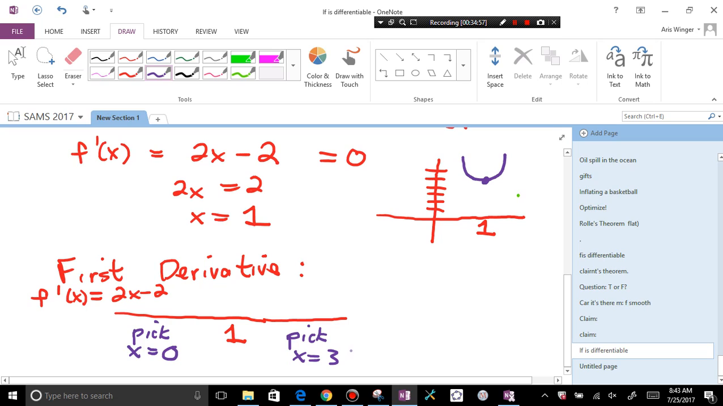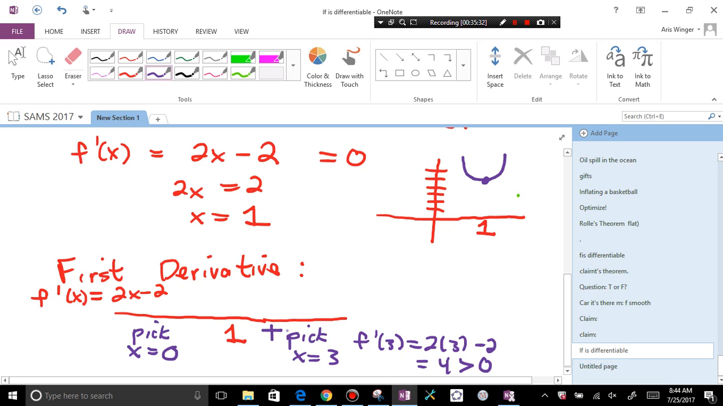We're going to pick a number bigger than 1 and pick a number less than 1. So our job, which seems impossible, is to understand what happens to 2x minus 2 after 1. And again, we make the audacious claim that I just need to pick one value, and that value will tell me the sign forever. So when I plug in 3, f prime of 3 is 2 times 3 minus 2. That is 4, which is positive. And so that means that this is positive. The derivative is positive after 1 forever and ever and ever.